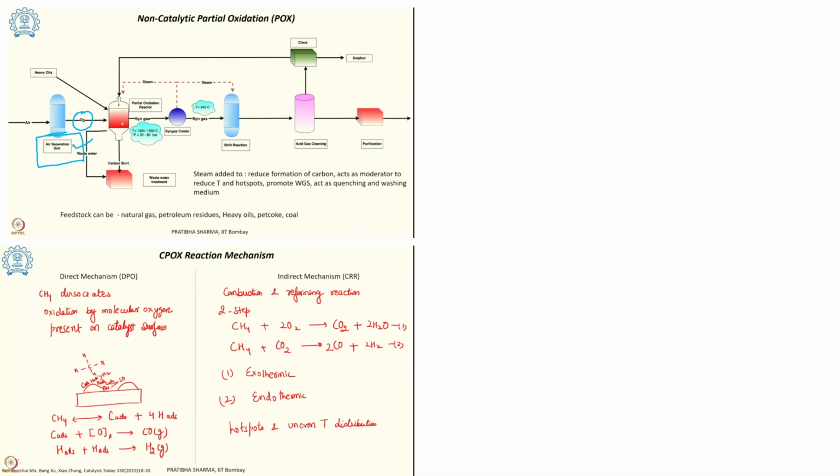This is the reaction chamber, and after the reaction chamber, syngas is formed. Syngas is cooled down using a heat exchanger. Then the shift gas reaction happens. The shift gas reaction is done just to make carbon dioxide from carbon monoxide.